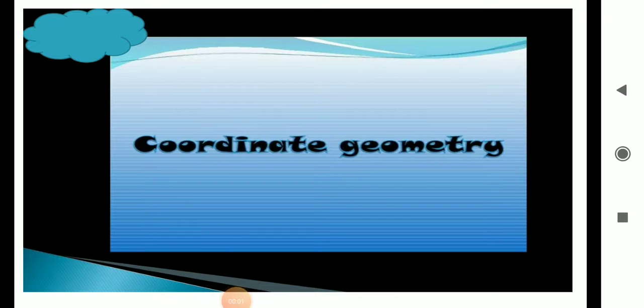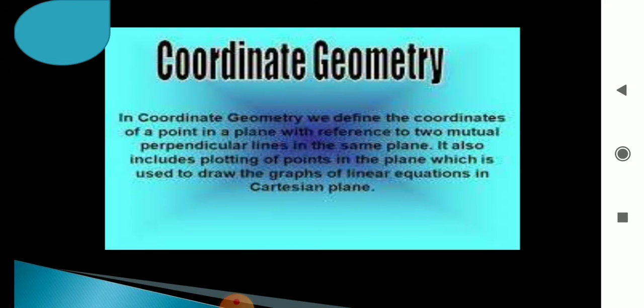Kids, in coordinate geometry, today we will discuss some important topics. The first, what is coordinate geometry? In coordinate geometry, we define the coordinates of a point in a plane with reference to two mutually perpendicular lines in the same plane. It also includes plotting of points in the plane, which is used to draw the graph of linear equations in a plane. So you are aware of perpendicular lines, I told you in the online classes also about it.